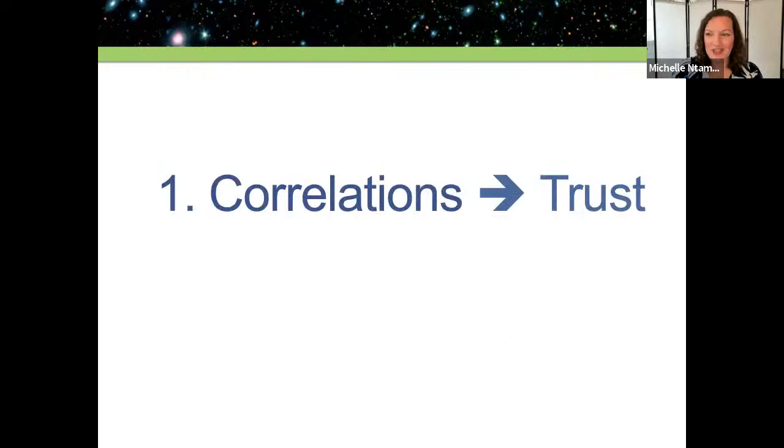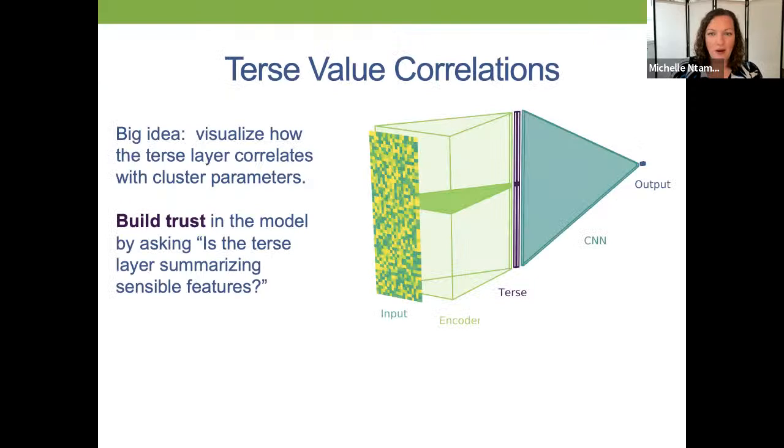So the first one, correlations leading to trust. All right, the big idea here is we want to visualize how the terse layer correlates with cluster parameters. Remember, this terse layer is our checkpoint. This is something like a mass proxy. And we're going to take a look at it and visualize how it correlates with cluster parameters and just see if it makes sense. This will help us to build trust in the model by asking, is the terse layer summarizing sensible features?